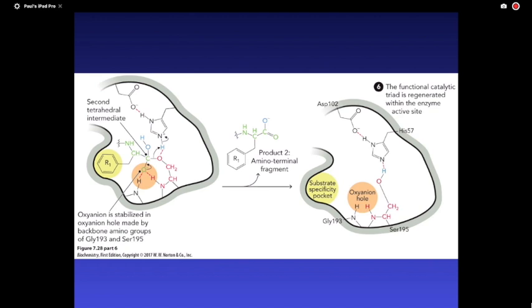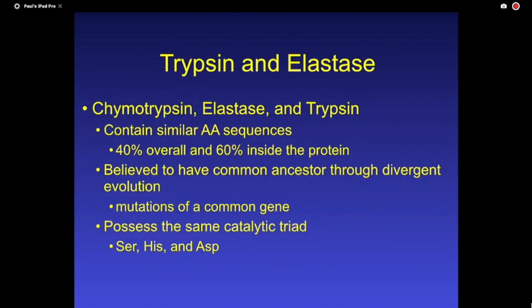There are a number of serine proteases that use the catalytic triad, oxyanion hole, and a substrate specificity pocket, and their mechanisms work exactly the same way. Chymotrypsin, elastase, and trypsin contain about 40% overall sequence identity, the exact same amino acids in the exact same places. If you actually talk about the internal ones, 60% of the amino acids, the exact same place, the exact same amino acid.